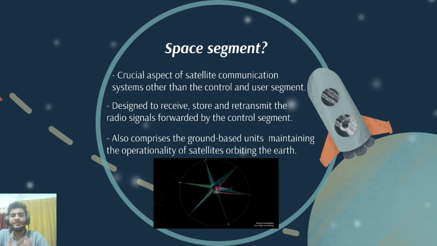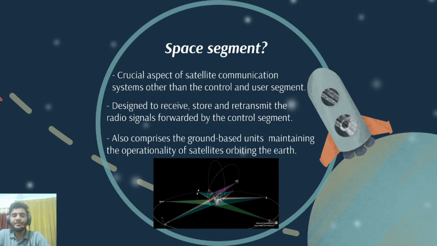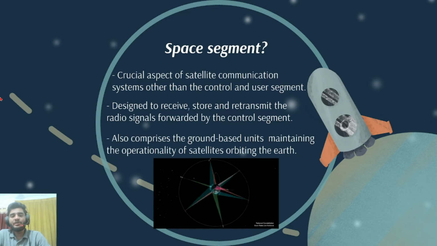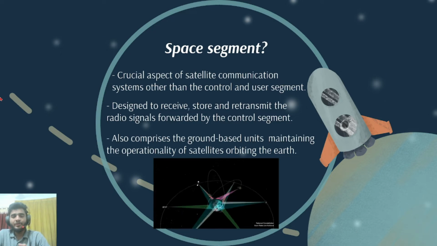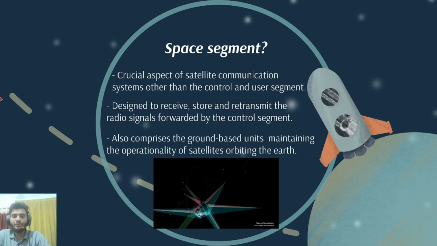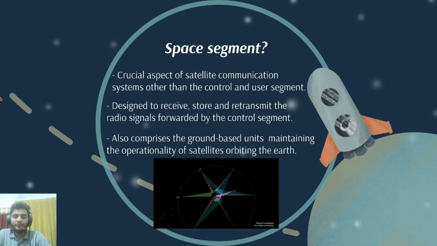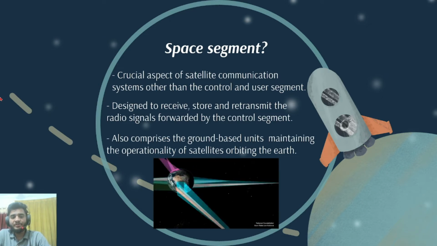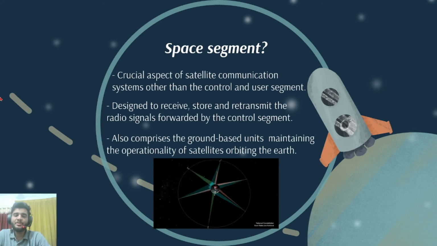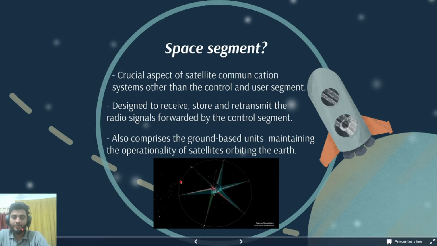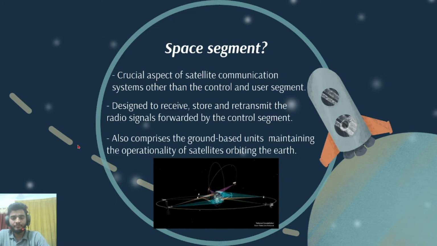So, the space segment is a crucial aspect of satellite communication systems other than the control and user segment. It is designed to receive, store, and retransmit the radio signals forwarded by the control segment. It also comprises the ground based units maintaining the operationality of satellites orbiting the Earth. From this animated picture here, you can visualize how a satellite behaves in space.